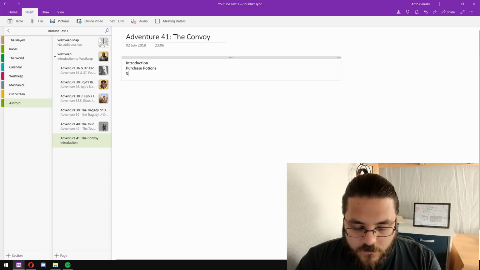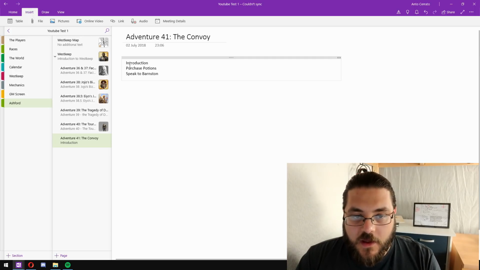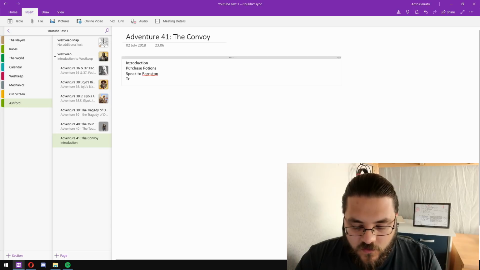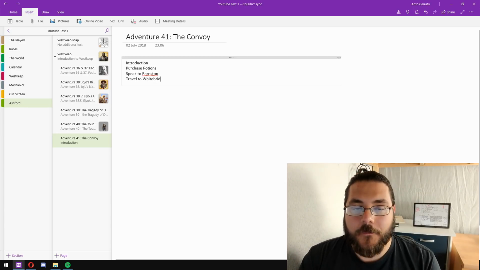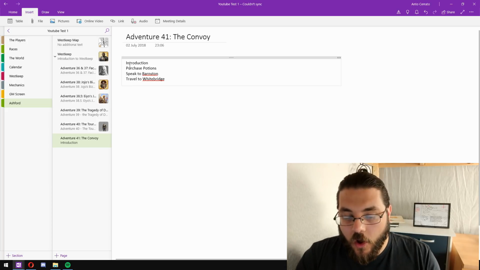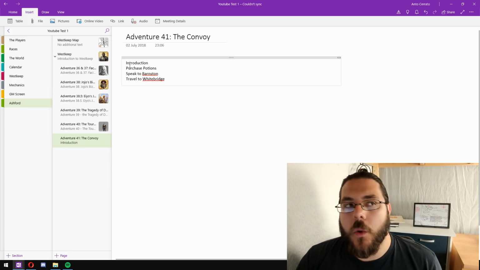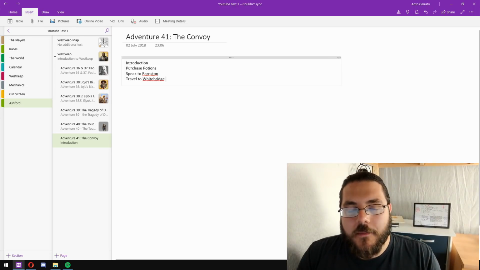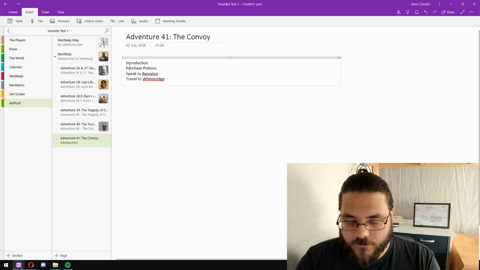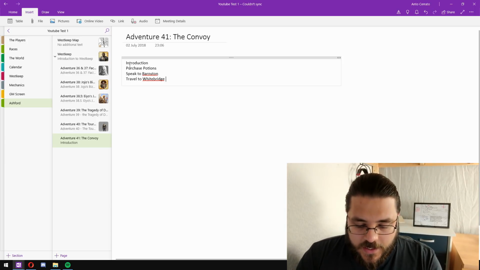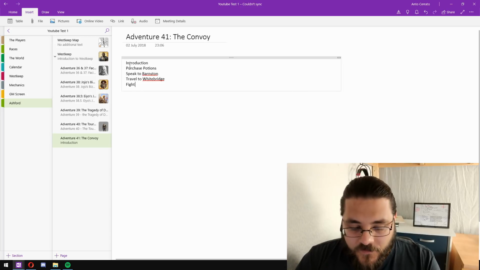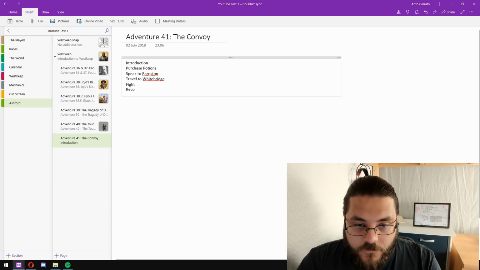So speak to Barnston. Then once that's done, they will travel to Whitebridge, which is the one location they know this convoy has to go, because it's the only crossing of a major river along the length of the river. The only place you can cross by land is Whitebridge. So they know the convoy has to at least go there. They have no idea where it's coming from or what road it's taking, but they know it will eventually end up at Whitebridge. So they'll travel to Whitebridge, and then inevitably there'll be a big old fight, and then they can recover the convoy.